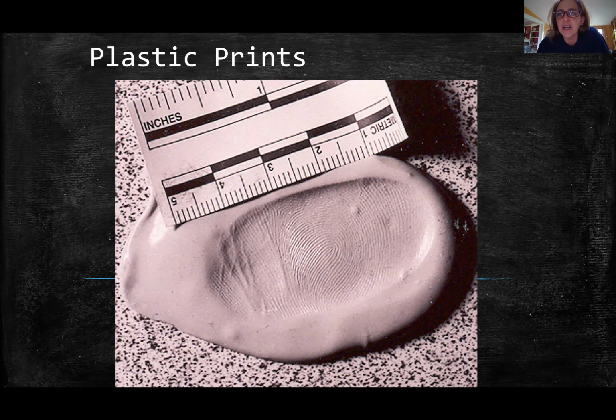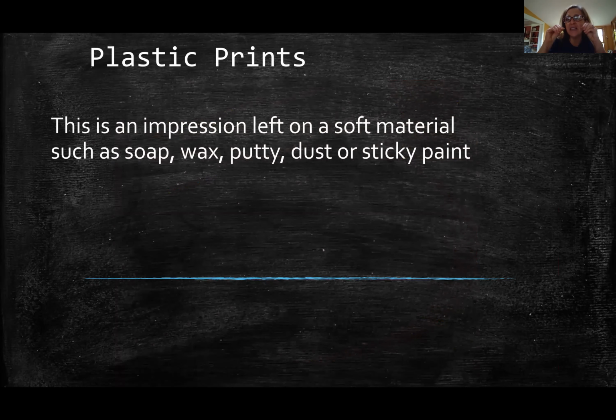And our third type that we're talking about today is a plastic print. This looks like a glob of silly putty, and the person touched it and they actually left an imprint, an impression of their fingerprint. This could happen if, say, you touched something like soap that was a little bit sticky, or paint that was almost dry, or if you've ever put on nail polish and then you go to touch it to see if it's dried. If it's not fully dried, you'll leave your print in there.